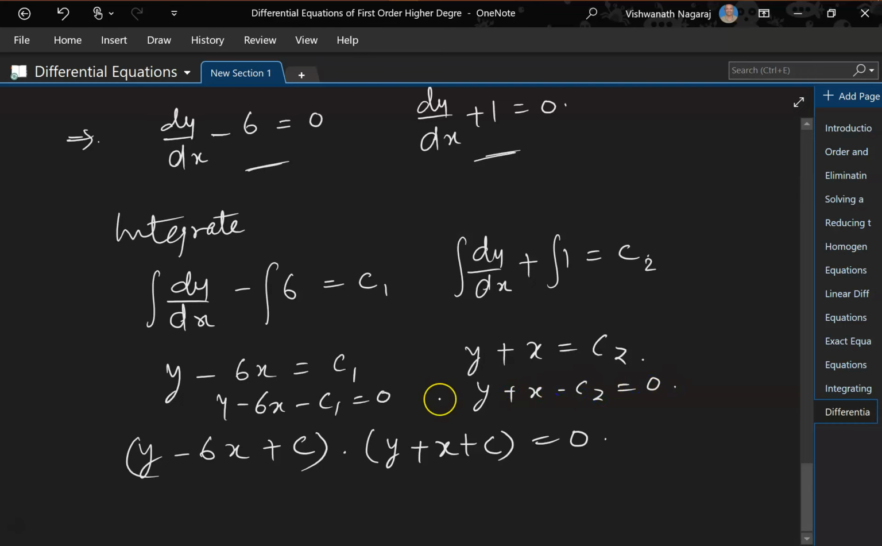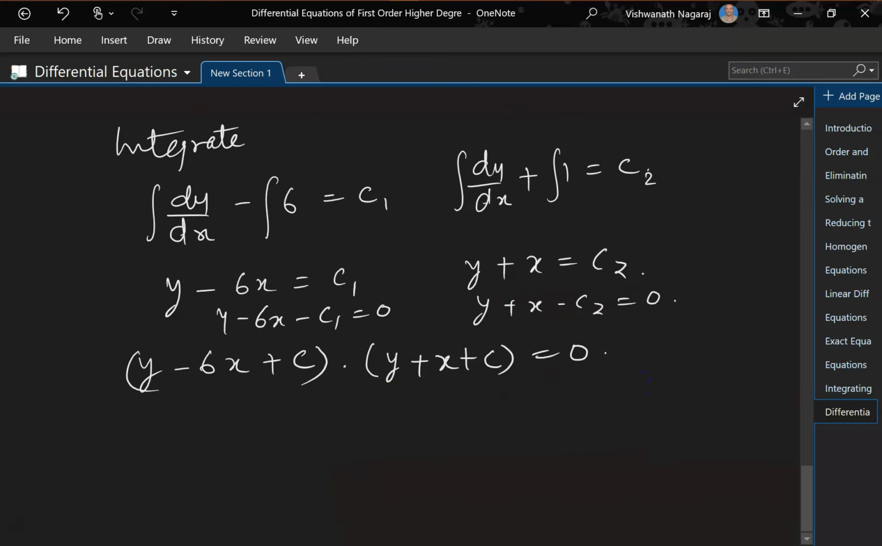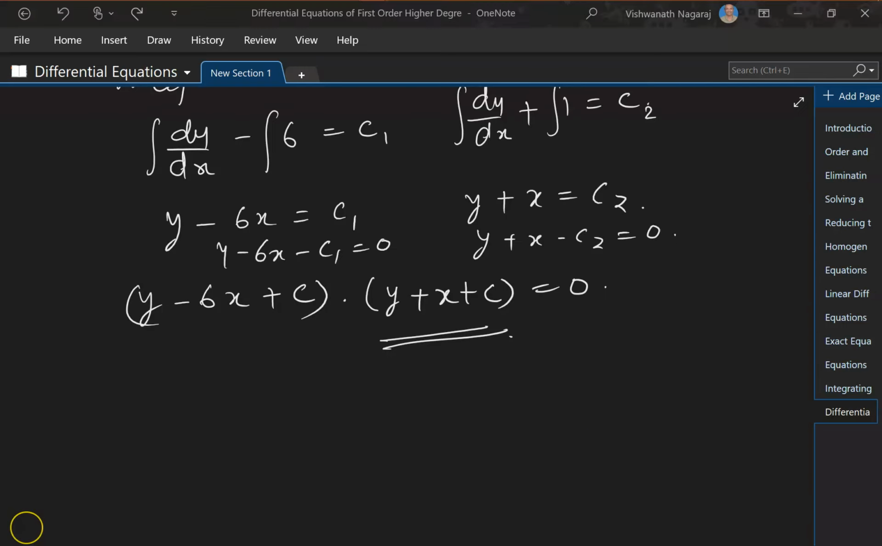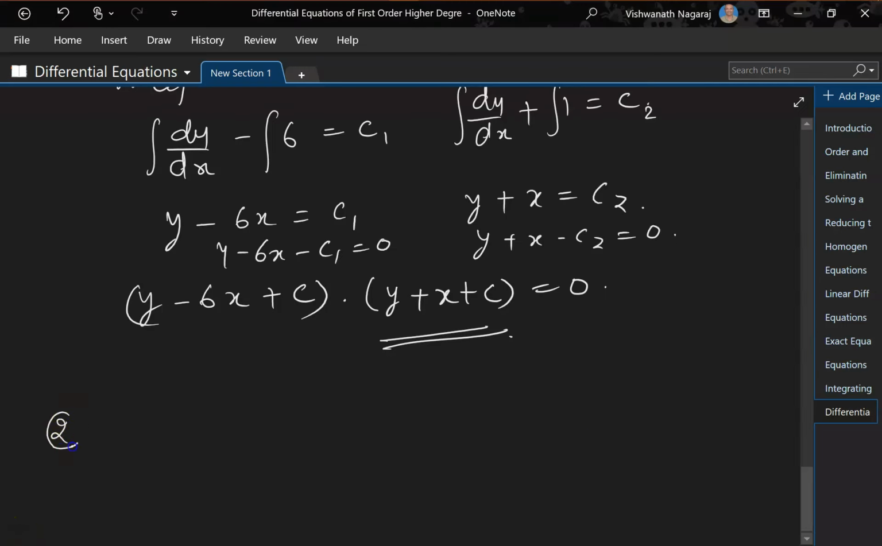So we can combine this in this form. So this is the solution for p square minus 5p minus 6 is equal to 0, where p is equal to dy by dx. Okay, let's look at the next problem.